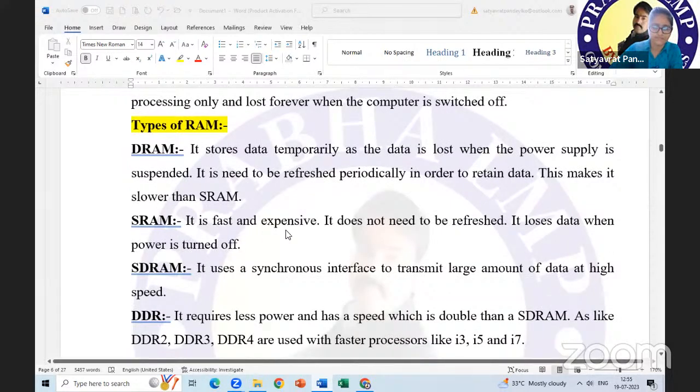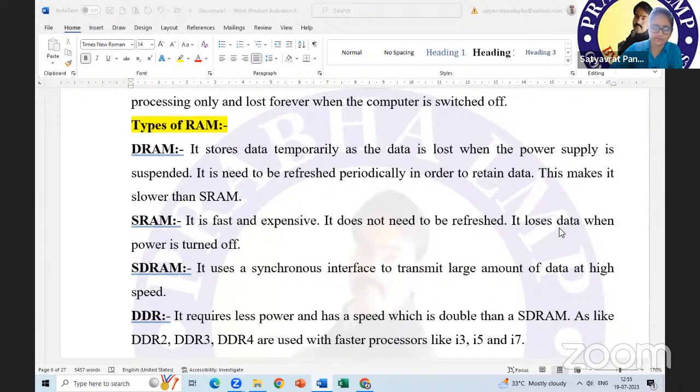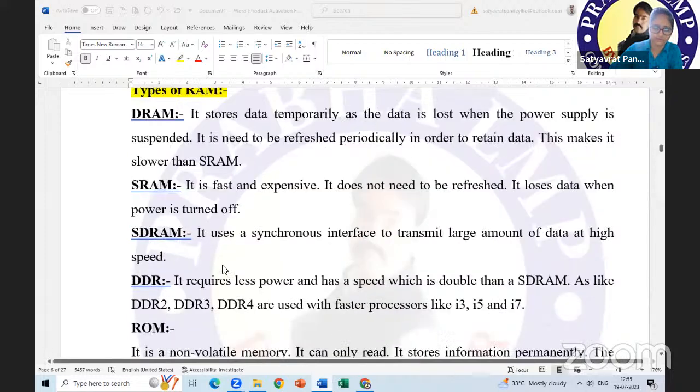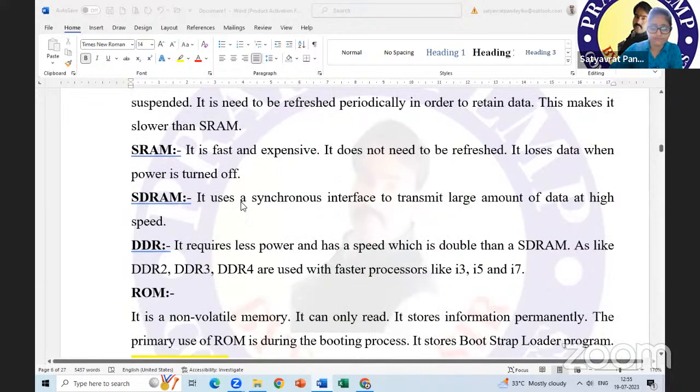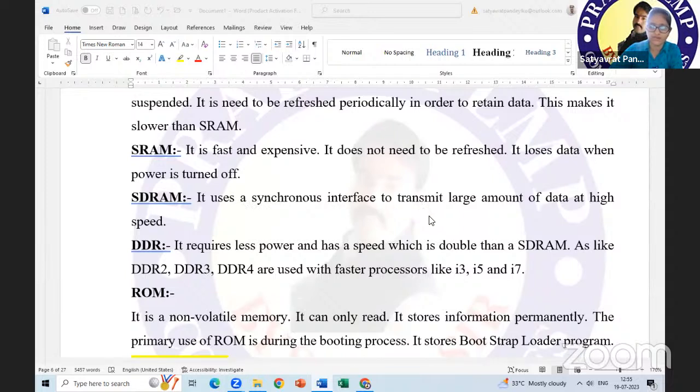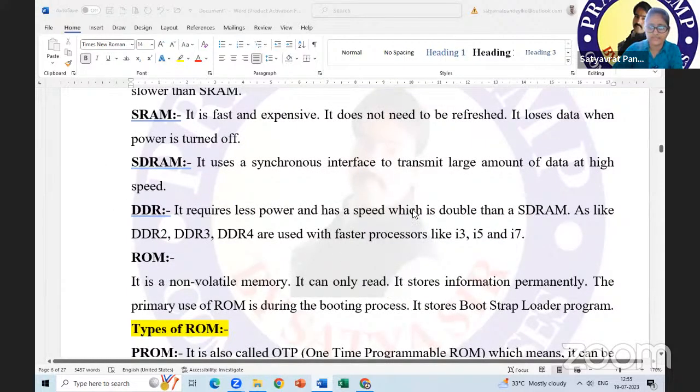SRAM. It is fast and expensive. It does not need to be refreshed. It loses data when power is turned off. SDRAM. It uses a synchronous interface to transmit large amounts of data at high speed. DDR. It requires less power and has a speed which is double that of SDRAM. DDR2, DDR3, DDR4 are used with faster processors like i3, i5 and i7.